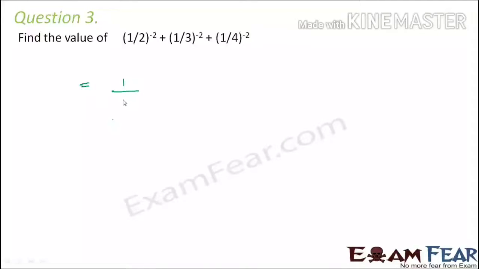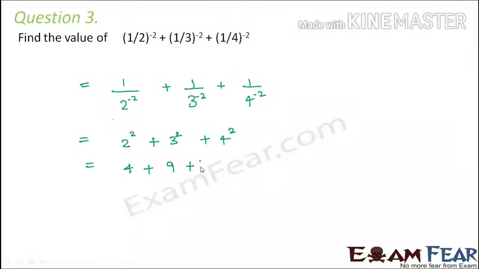So 1 by 2 to the power -2 is something like this. Similarly, 1 by 3 to the power -2 plus 1 by 4 to the power -2. So this can be written as 2 to the power 2 plus 3 to the power 2 plus 4 to the power 2. So 2 to the power 2 is 4, that is 2 into 2, 3 into 3 is 9, 4 into 4 is 16. So this is 4 plus 25, which is equal to 29.